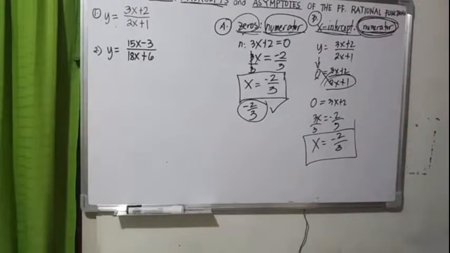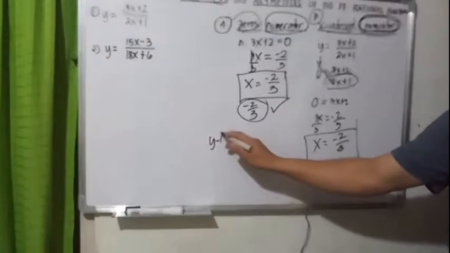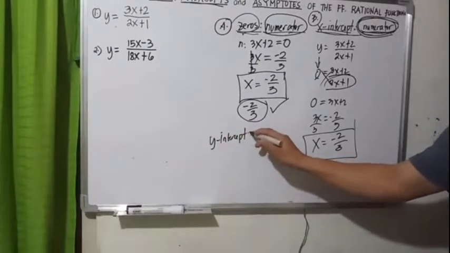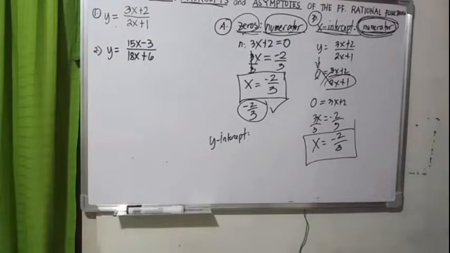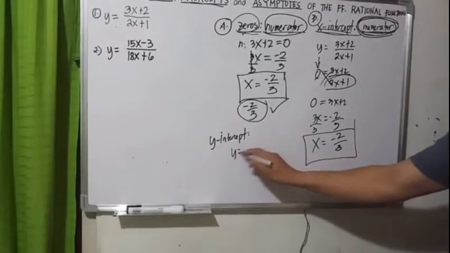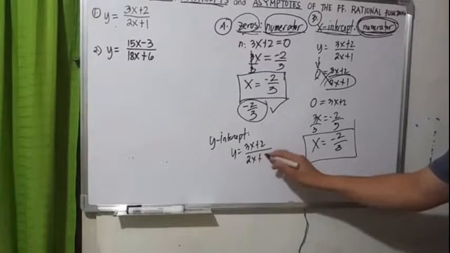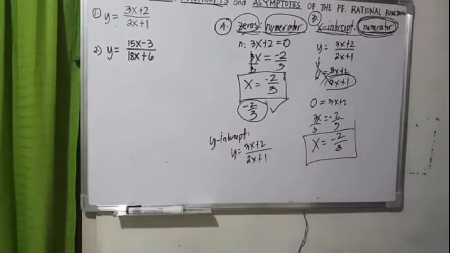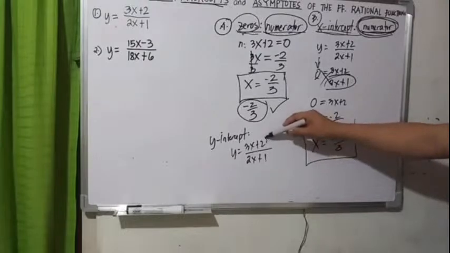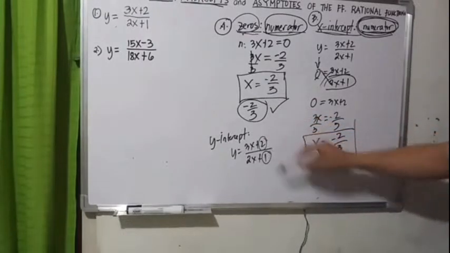How about yung y-intercept? So to find the y-intercept, saan tayo naka-base pag y-intercept? So that is the last term of the numerator and denominator. Y equals 3x plus 2 over 2x plus 1. To find the y-intercept, tandaan, ang last term ng numerator, that is 2, and last term ng denominator, that is 1.